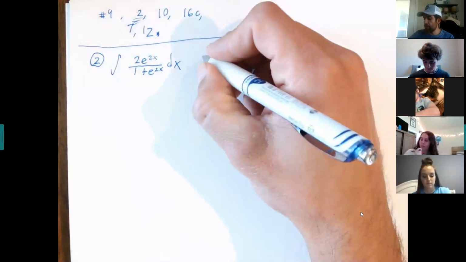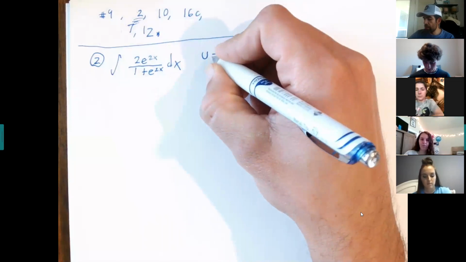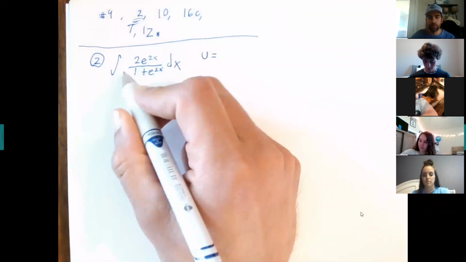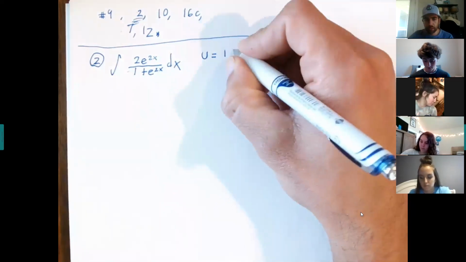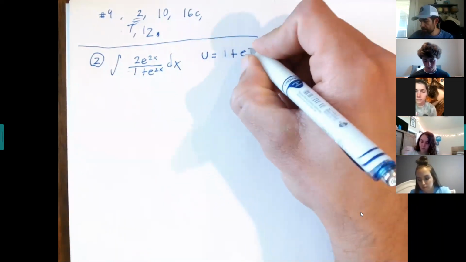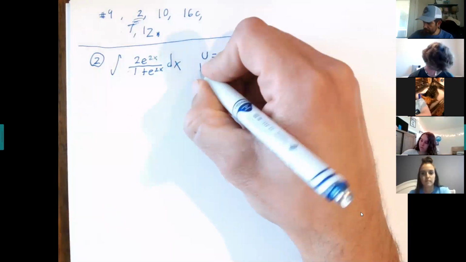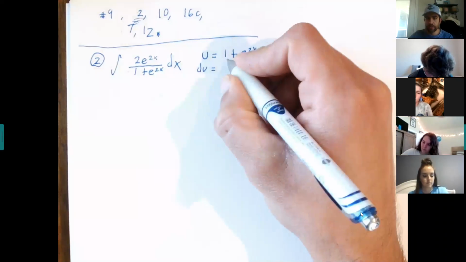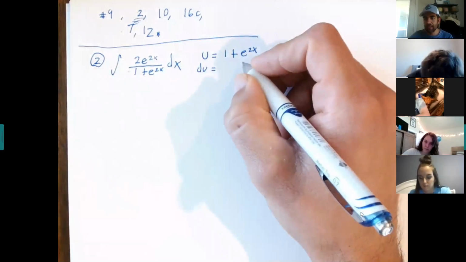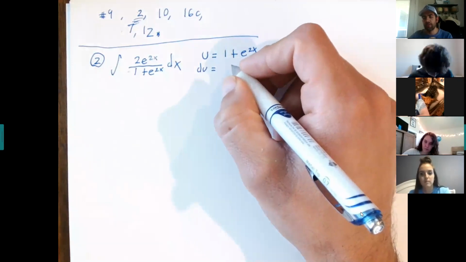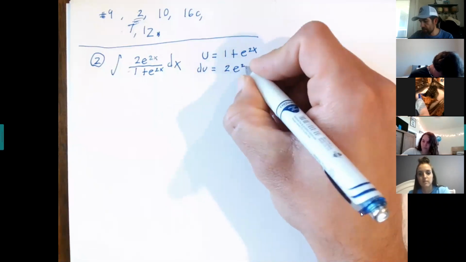But in this case, remember, this may not work, but let's just try it. Normally you tend to want to put the denominator here as U. So U is gonna be 1 plus e to the 2x. And then the derivative of that: the derivative of 1 is 0. The derivative of e to the 2x is e to the 2x times the derivative of 2x, which is 2. So this is going to be the derivative right here.